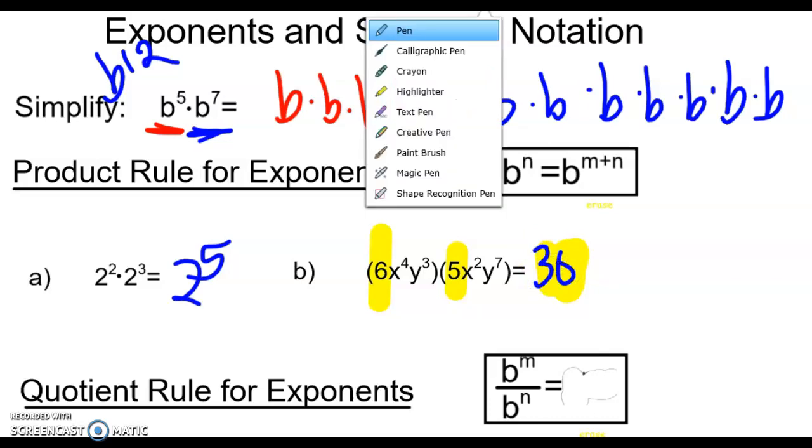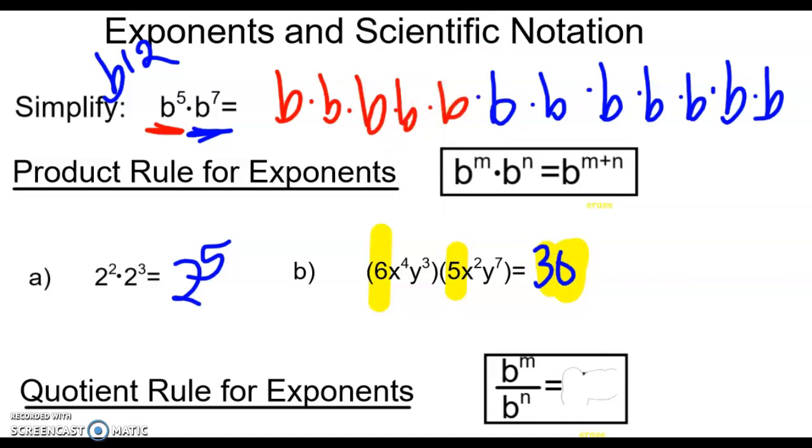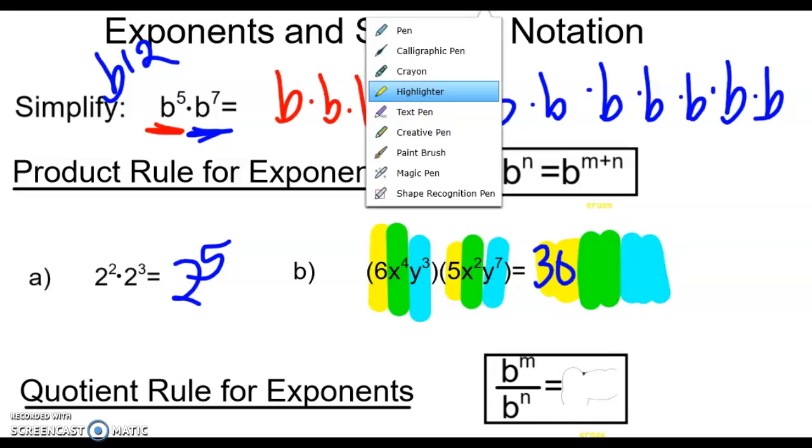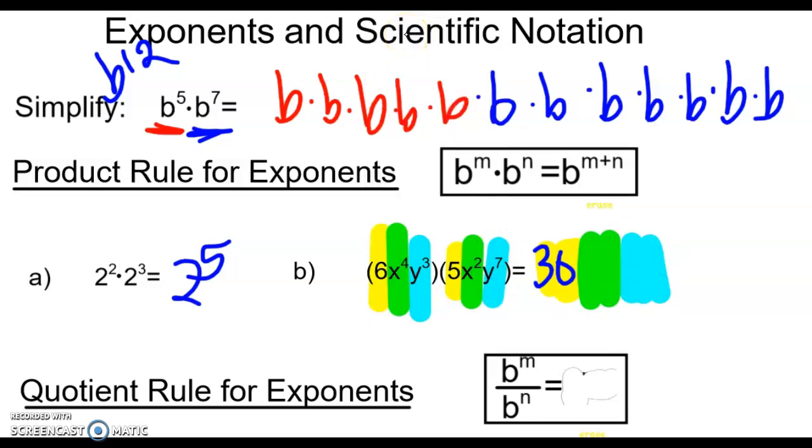Then I'm going to go to my x's. X to the 4th times x squared. And then I'm going to go y to the 3rd times y to the 7th. So hopefully as you went through that, you got it faster than I did. So this is 30. That's a 30, not a 36. 30 times x to the 6th, y to the 10th. So if you just break it down piece by piece, it's great.